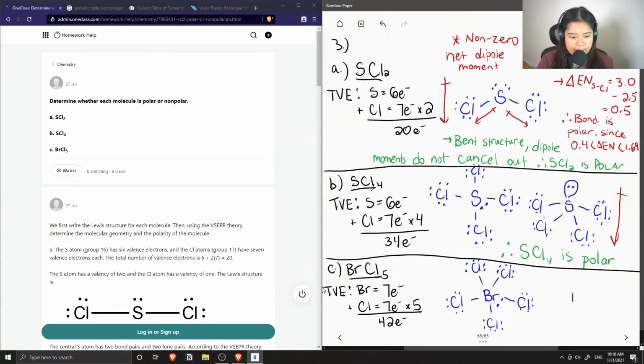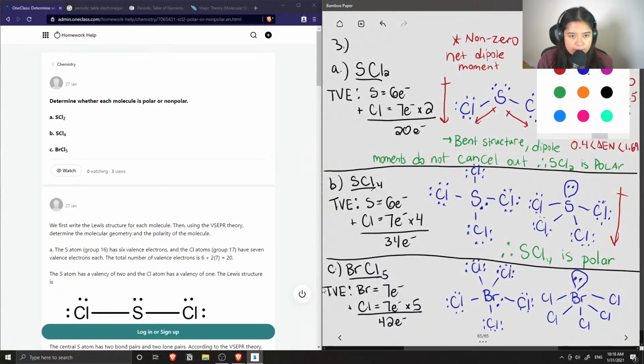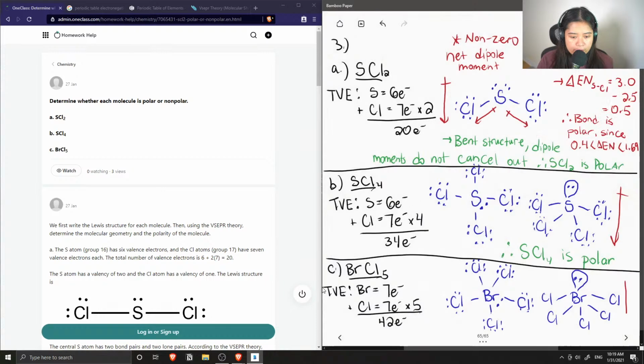So let me sketch out a more accurate depiction of its structure. We have the lone pair up like this, and we have the 5 chlorine atoms pulling at the bromine. Then again, we have a non-zero dipole moment. So therefore, this molecule is polar as well.